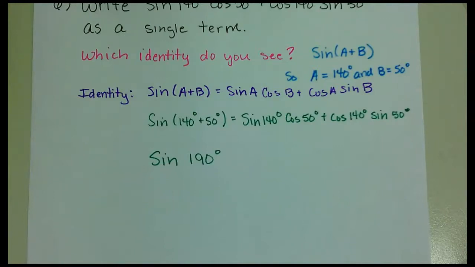Next time we'll be working on section 5.5, but out of section 5.5 we're going to work on the double angle identities. And so we'll have another set of identities next time.